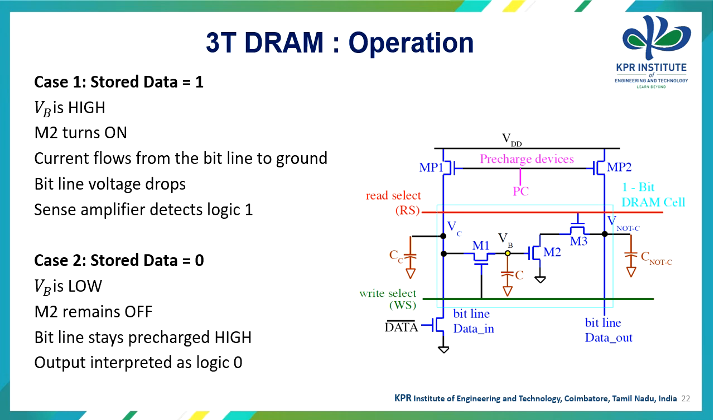The current will start flowing from the bit line to the ground. The bit line voltage will drop, since the sense amplifier detects it as a logic 1. Let us consider case 2, where the stored data is equal to 0. If the stored data is equal to 0, then the node voltage VB will be low and M2 remains off. So the bit line stays pre-charged high, and the output will be interpreted as a logic 0.